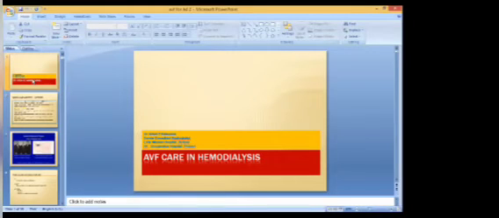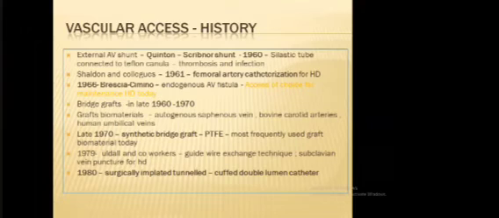Today I'm going to discuss AVF care in hemodialysis. All of you know that AVF care is very important in dialysis patients. Let's start with the history of vascular access.